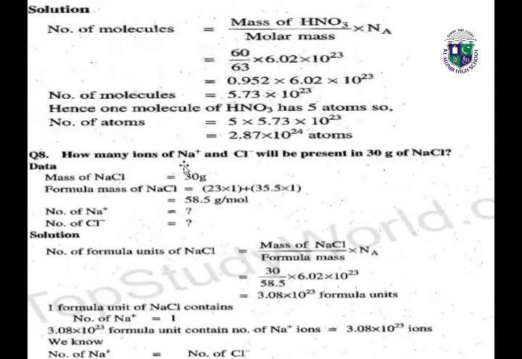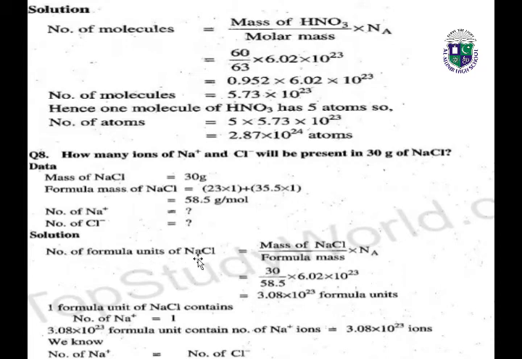Question number 8, how many ions of sodium and chlorine will be present in 30 grams of NaCl? So the mass of NaCl, sodium chloride, is given, which is 30 grams. Formula mass of sodium chloride, yes, we can calculate it separately for sodium and chlorine. We get 58.5 grams per mole. We have to find the number of sodium and chlorine ions.